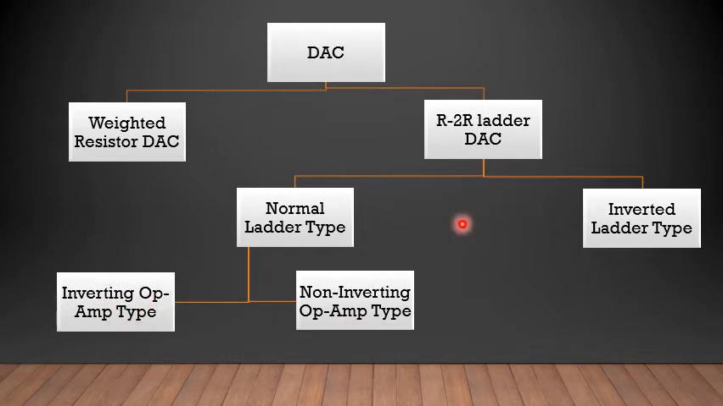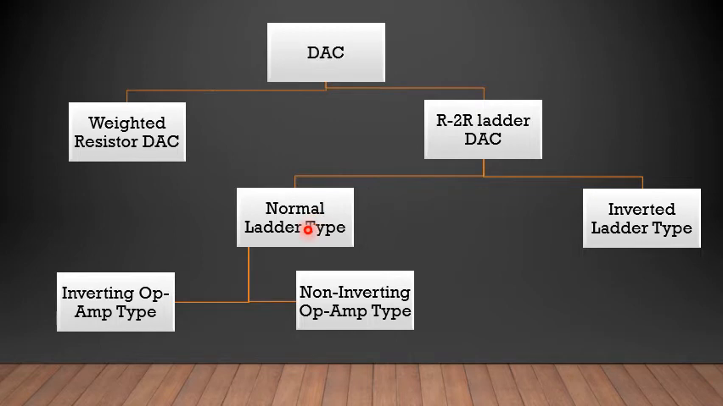As the name implies, weighted resistor digital to analog converter means the resistance values are different, and they have weightage that gives the value of analog output. Whereas in R2R ladder, what happens? The resistances might be different, and their weightage is inverted. So basically they form different types of ladder.